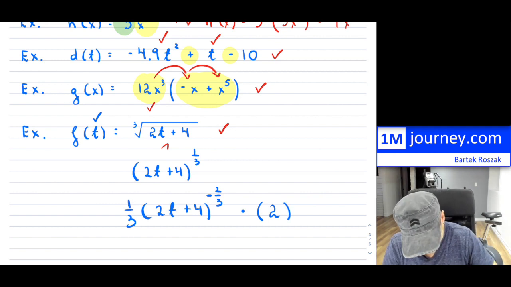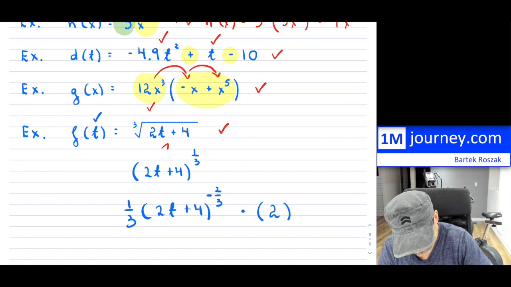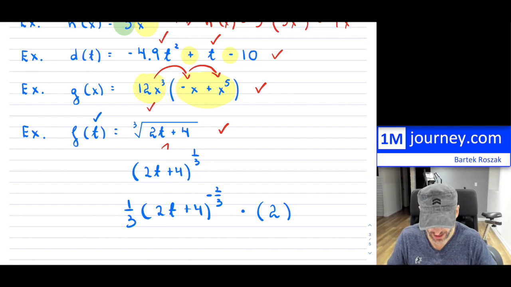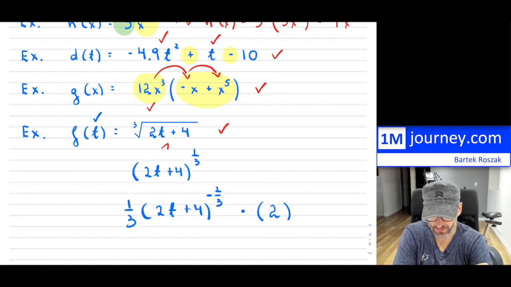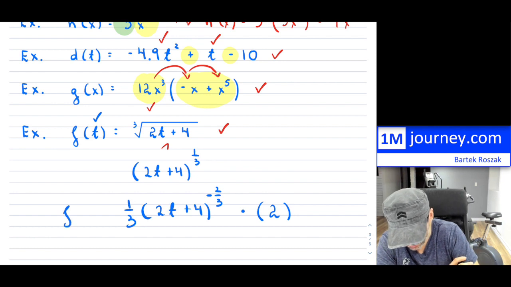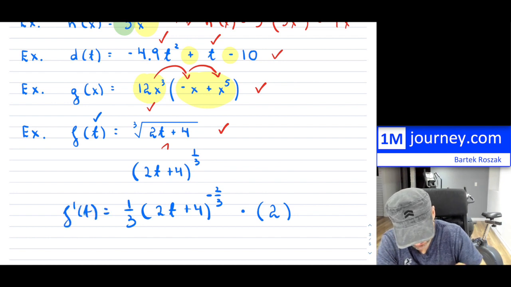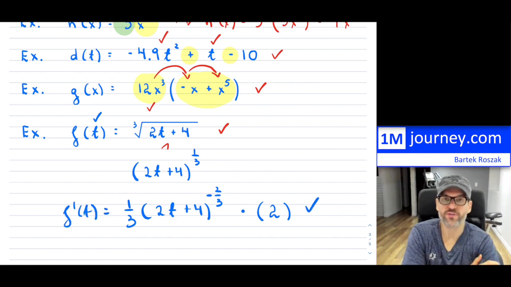Now, that 2, of course, I can bring it in front, with that 1 over 3, and then I am done. But that is the actual derivative of this function. And those are all the different rules that you had. If you understood all of these, and if you're capable of doing these, then great. You're kind of on your way.